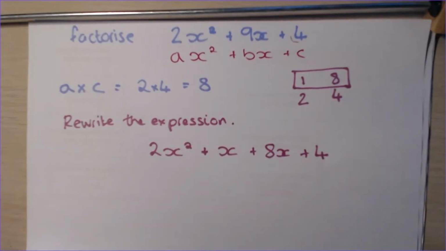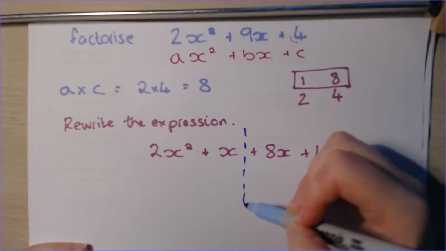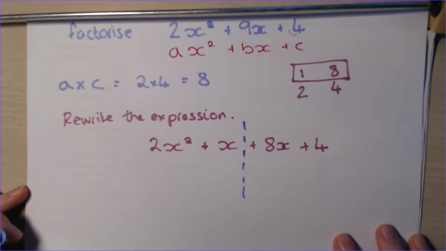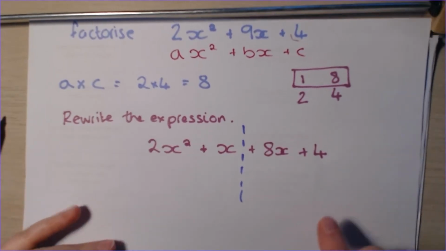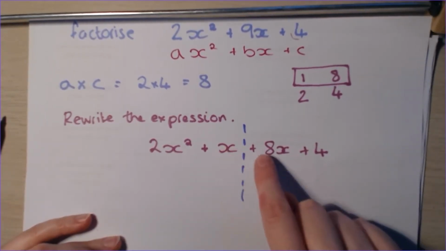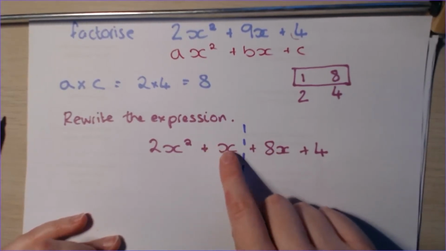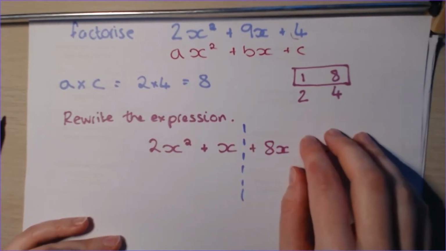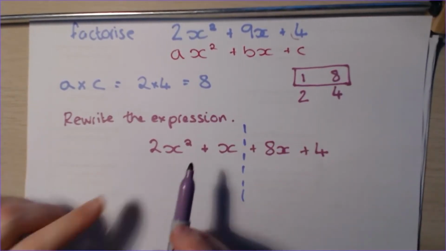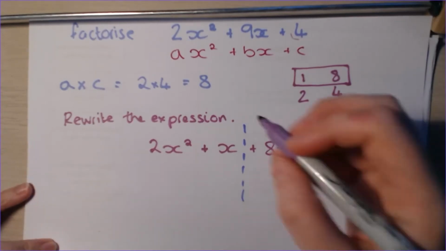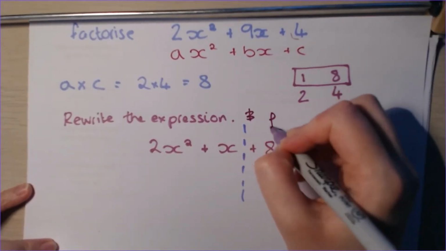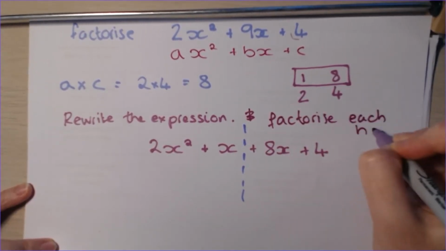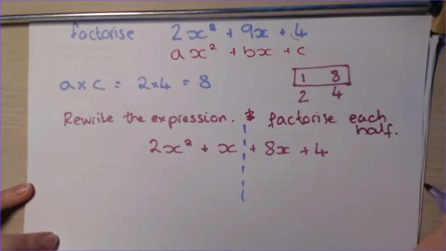What I can do now is split this right down the middle. There's 2 terms on one side and 2 terms on the other side. Now there is no particular reason that I've put x add 8x. I could have just as easily put 8x plus x, and I'm going to show you in just a moment what would have happened if I'd done that, because we will get to the same answer. So now I'm going to rewrite the expression, and factorise each half of the expression.